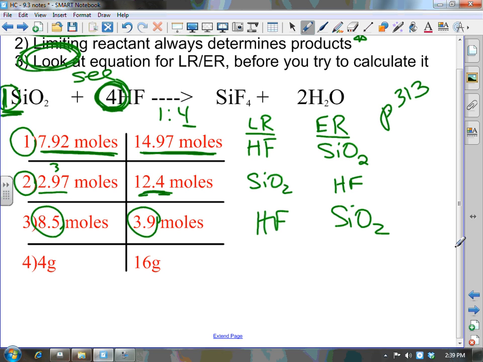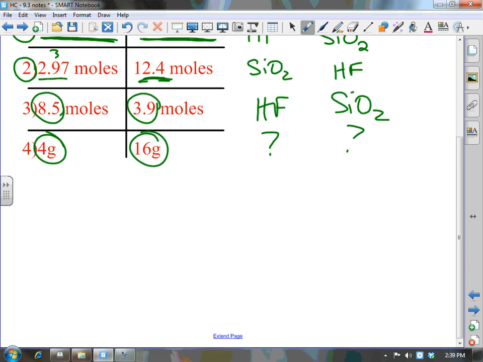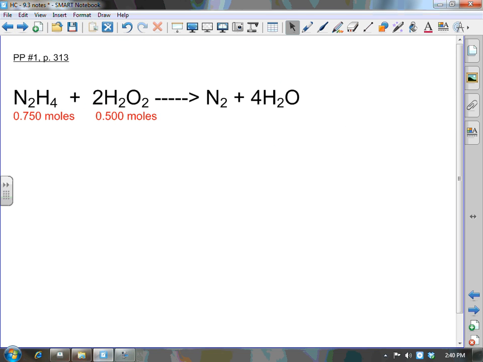Stop. Can't do it. Grams, grams. We have no idea, because the only way we can compare is if we first change them into moles. So if we were to change these into moles, times 1 over molar mass, times 1 over molar mass, then we could decide what the limiting reactant is or is not. Okay. So we'll look at an example on page 313, practice problem number 1.